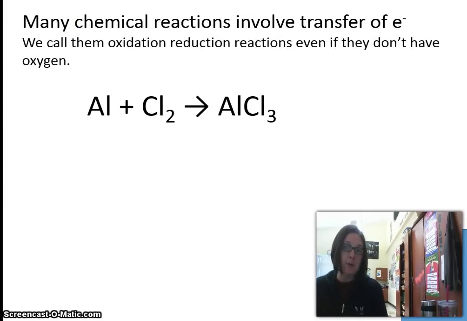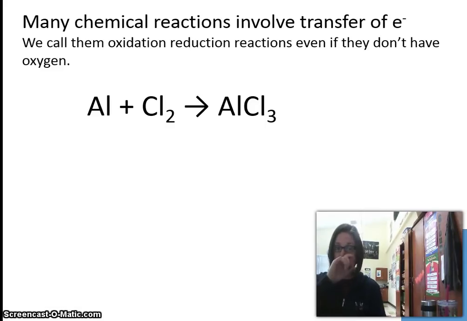But many chemical reactions involve a transfer of electrons, and they don't have oxygen in them. We're still going to apply the terms oxidation and reduction, only instead of looking at what element it is, we're going to look at who lost electrons and who gained electrons.